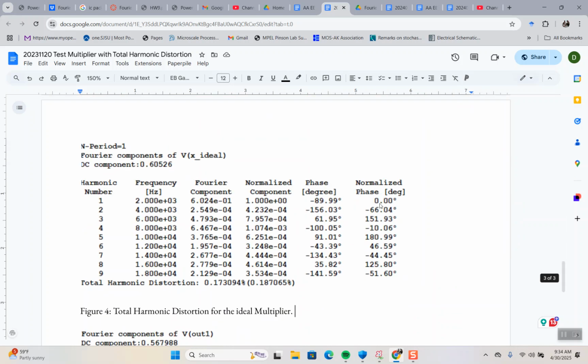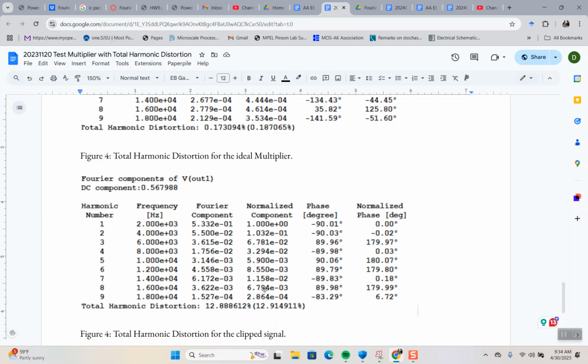And you can run total harmonic distortion on that. And it gives you the frequency, the Fourier component normalized, and the total harmonic distortion, 0.187%. That's on the ideal. And the non-ideal one shoots up to 12. So now, really, that can be automated.